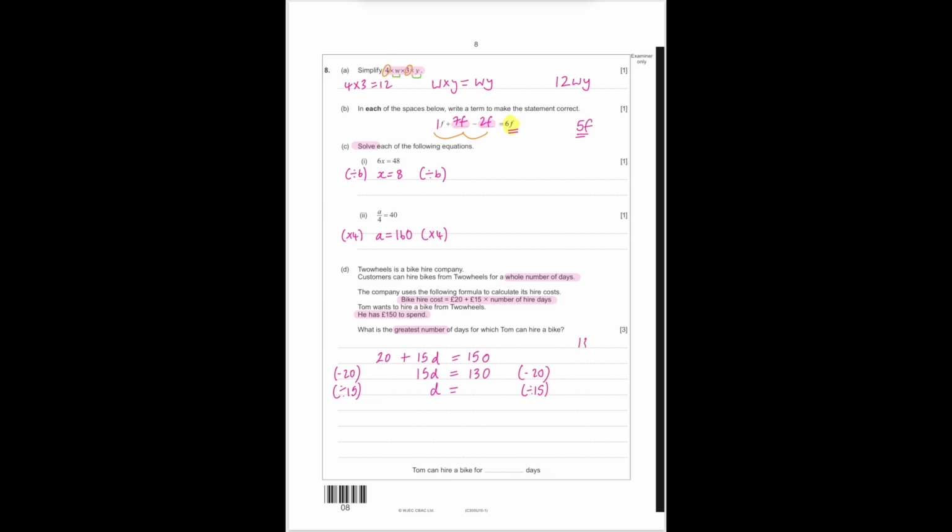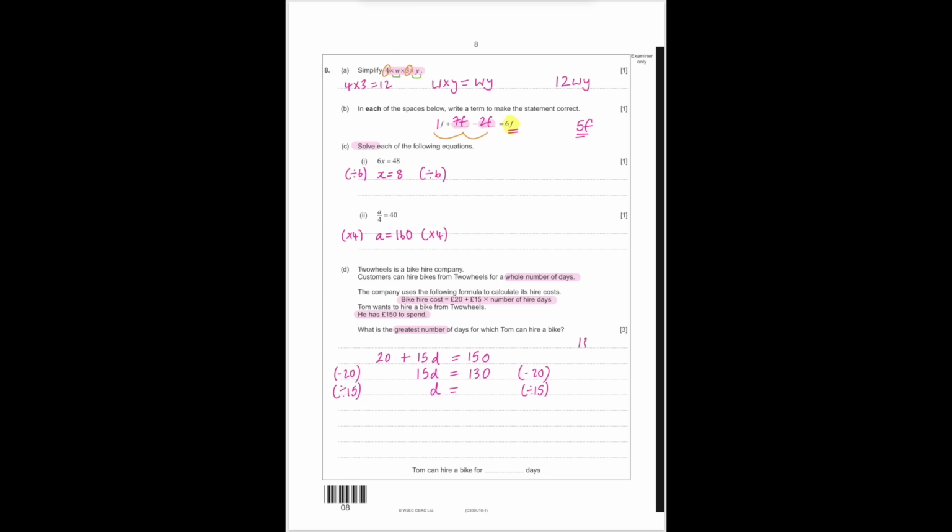Okay, question 9. The conversion graph below can be used to convert between acres and hectares. So we have hectares on our y-axis, acres on our x-axis. Use the graph to answer the following questions. So part A, how many acres are equal to 4.5 hectares? So remember, this is hectares.